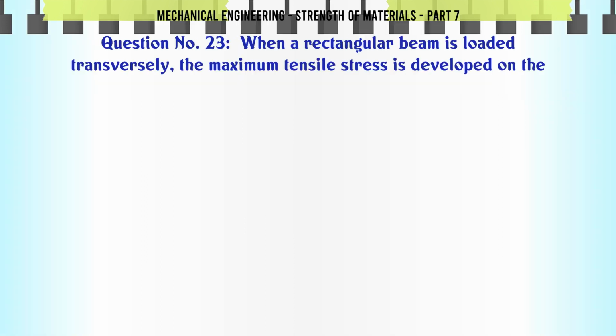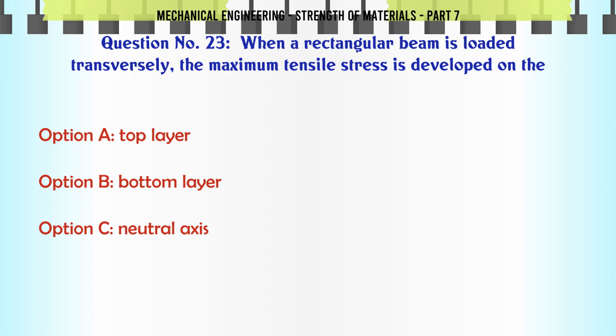When a rectangular beam is loaded transversely, the maximum tensile stress is developed on the: A. Top layer, B. Bottom layer, C. Neutral axis, D. Every cross section. The correct answer is top layer.